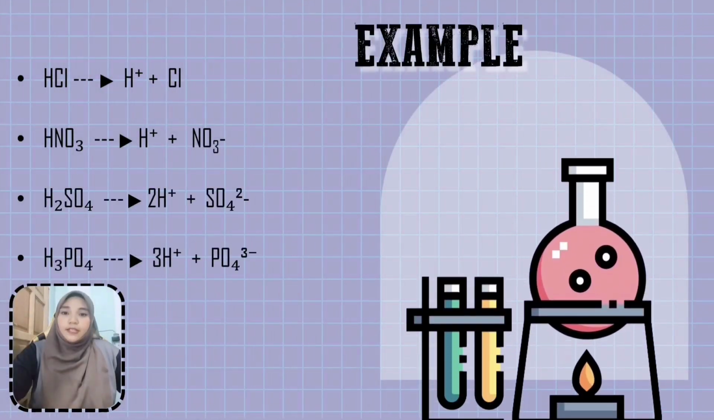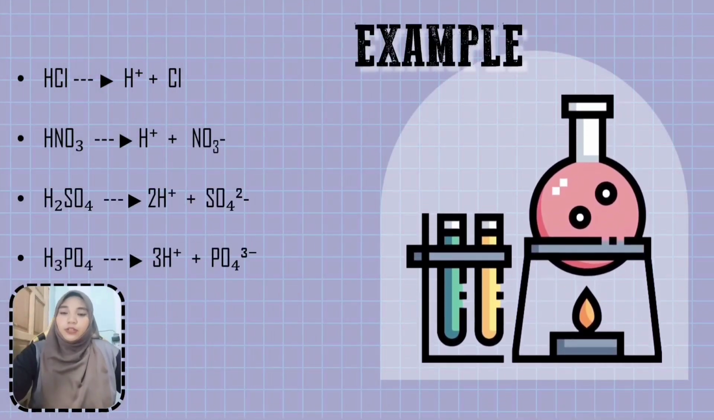Here, we will explain this example to help you guys understand more about monobasic acid, dibasic acid, and tribasic acid. Okay. The first one is hydrochloric acid. Hydrochloric acid produces hydrogen and chloride. And the other one is nitric acid. Nitric acid produces hydrogen and nitrate. Both of these produce only 1 mole of hydrogen ion. That means hydrochloric acid and nitric acid are monobasic acids. Okay, did you guys understand?